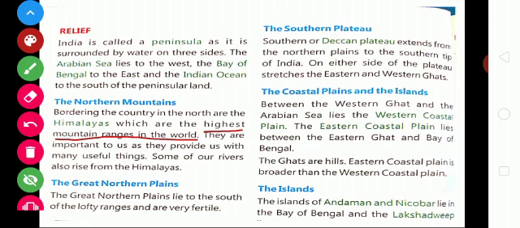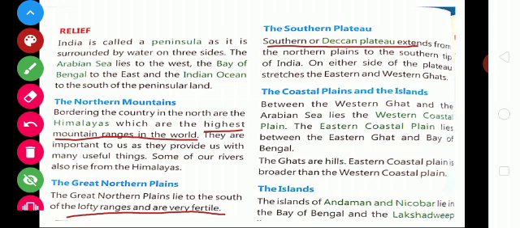The Great Northern Plains lie to the south of the lofty ranges and are very fertile. See, this Great Northern Plain is useful for agriculture, so it is very fertile. Underline this also. The Southern Plateau, or Deccan Plateau. It extends from the northern plain to the southern tip of India.